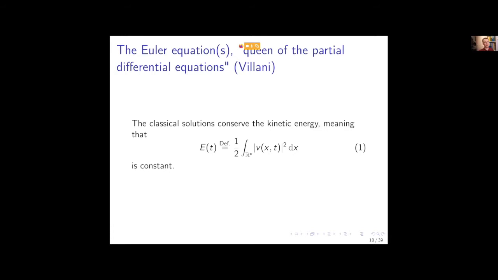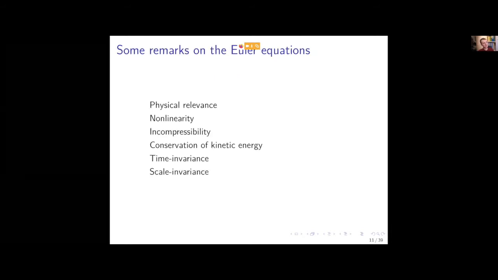You can actually prove this because it's a pretty straightforward calculation, though I don't remember it. You take the time derivative of E, you do a bunch of computations using the equations, and in the end it turns out that the time derivative is 0, so E is going to be constant. Okay, so let's talk a bit about the Euler equations.